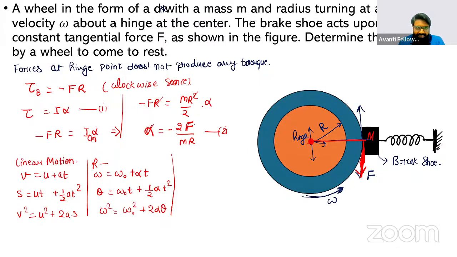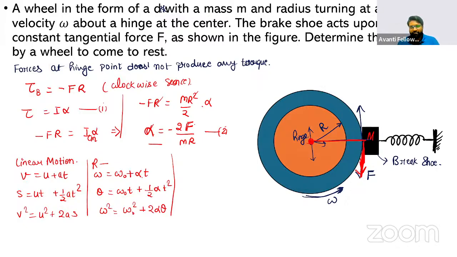सो हमारे पास क्या निकालना है, टाइम निकालना है, अल्फा पहले से ही है, सो कैन वी अप्लाई दिस एज ए इक्वेशन, v is equals to u plus at, which means omega is equals to omega naught plus alpha t.